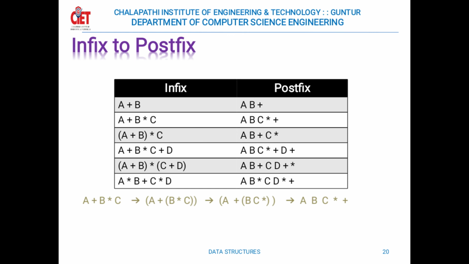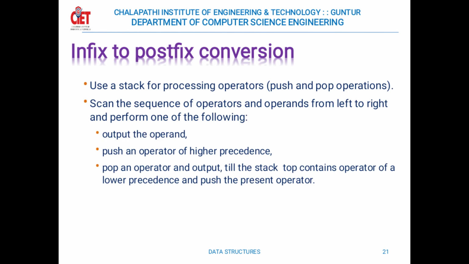A plus B star C is nothing but parentheses begin, A plus B star C, close. So first we evaluate B star C as BC star, then after A, ABC star plus. It is also another example. Now what are the steps we followed to convert an infix expression to a postfix expression?